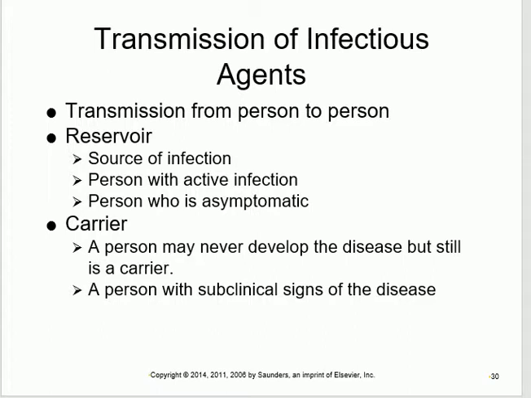The person who's having the infection is called the reservoir. And the reservoir is usually somebody having infection, or sometimes it's asymptomatic. A carrier means a person who does not develop the disease. This is different. Carrier is different than reservoir. Reservoir is somebody who is infected.